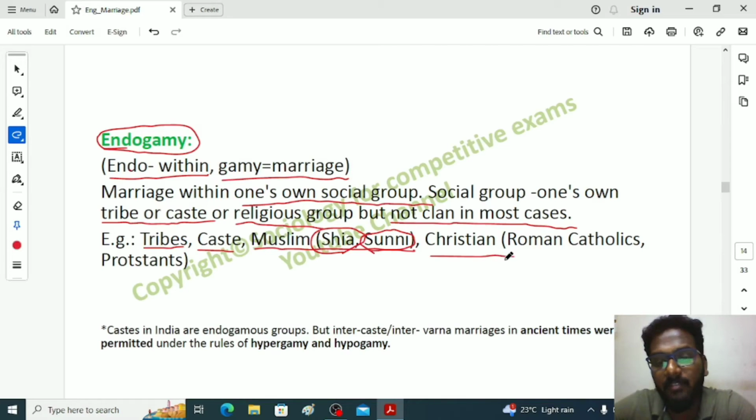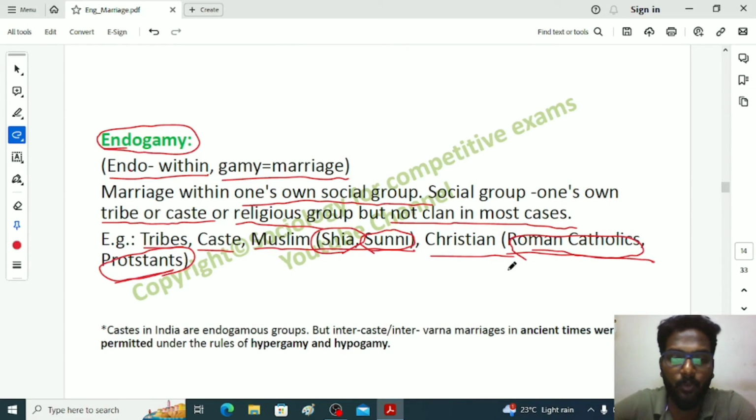Also in Christianity, we have Roman Catholics and Protestants. Protestants will marry only Protestants. Roman Catholics will marry only Roman Catholics. This is one of the rules of marriage under endogamy.